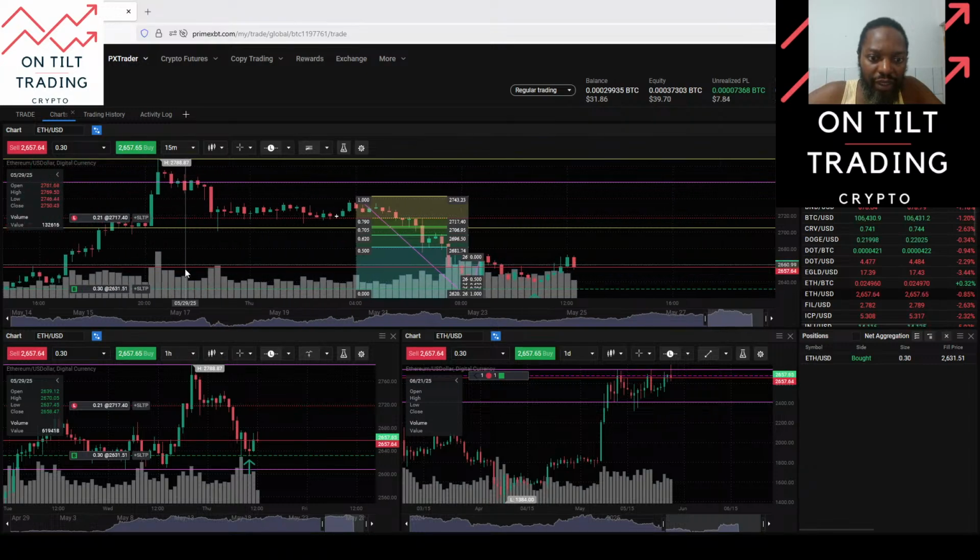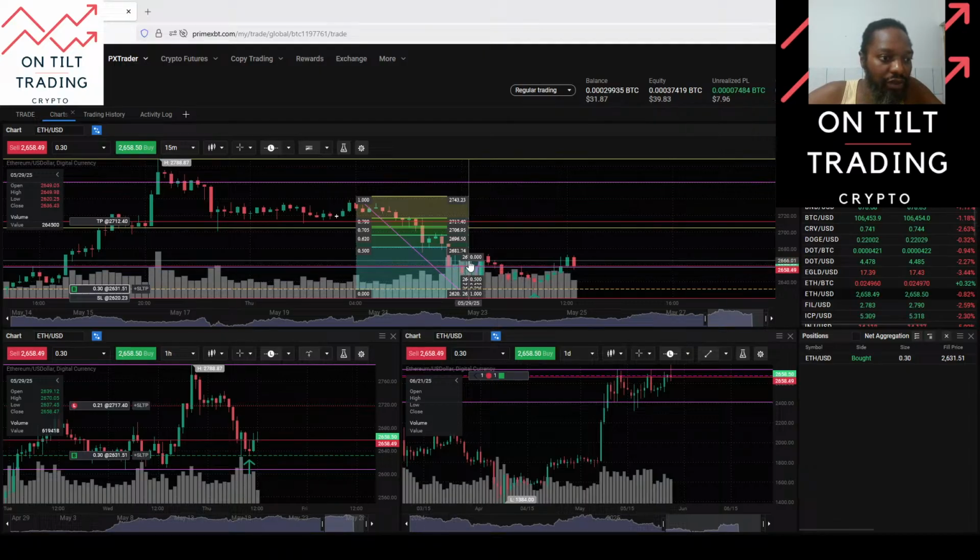I'll show you my stop loss here. So my stop loss is just below this candle here. That's the low here, which is the 26.20.25. So my stop loss is 26.20.23, just 2 cents below. There's a 1 cent spread on Ethereum, so I give it 2 cents. And take profit is up here at 27.12.